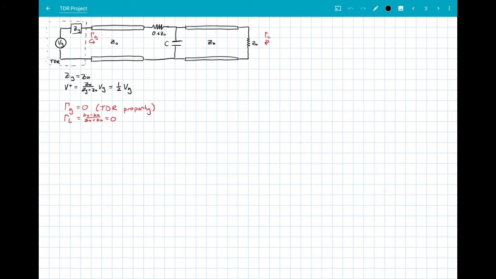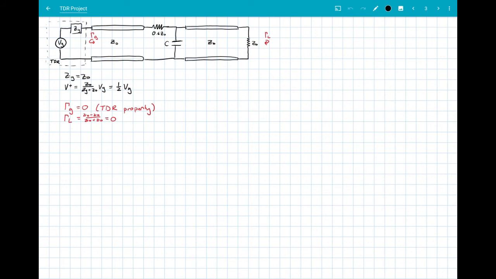As we continue on, we're going to go over some damage control basics. We're going to go over the reflected waves on each side. The reflected wave on the generator side is going to be 0, as our TDR property stated. The reflection coefficient on the load side, on the Z0 side right here, is also going to be 0, and there's the math behind it. We're going to do Z0 minus Z0 over Z0 plus Z0, which is equal to 0.